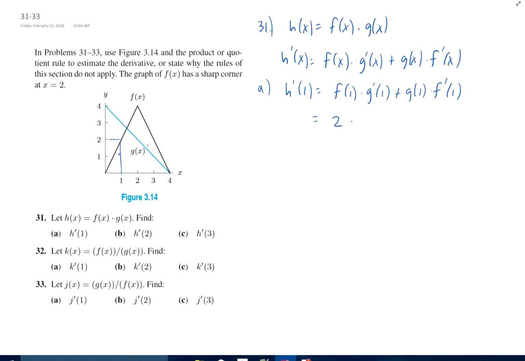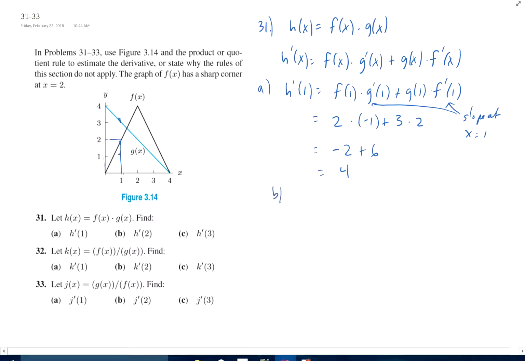G prime of 1, that's the slope at 1. The slope of g is negative 1, right? Down 4 over 4. So it's going to be negative 1, plus g of 1, approximately 3, times f prime of 1. That's the slope at this point, which is rise over run, so it's up 4 over 2, which is 2. Right? So this is the slope at x equals 1 for both of those. So then that becomes negative 2 plus 6, which is 4.